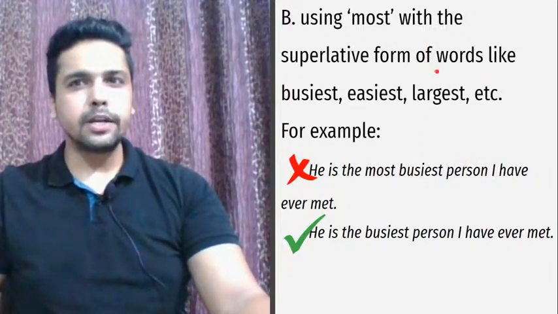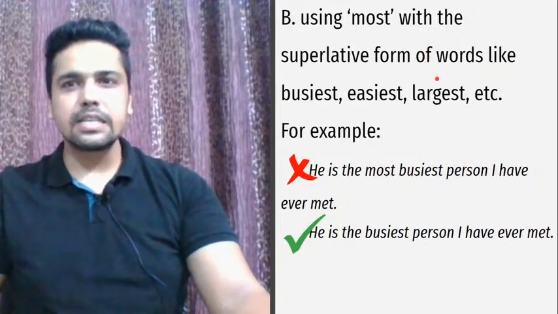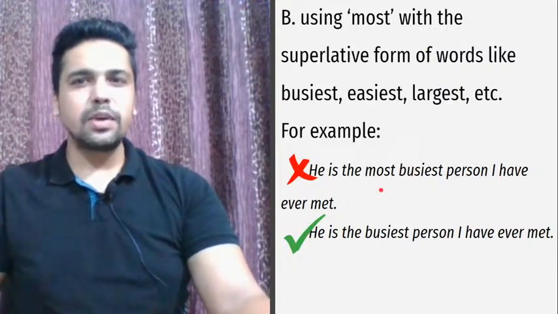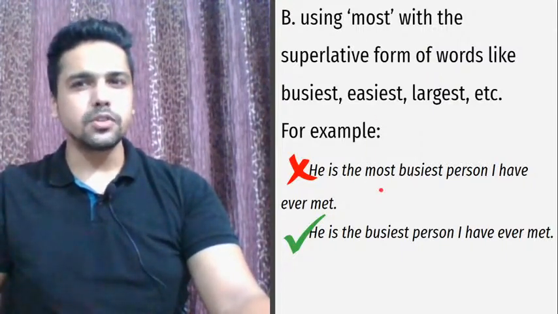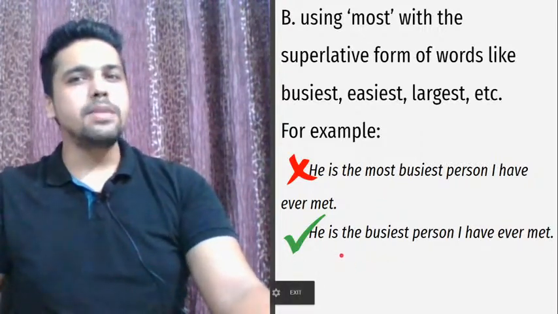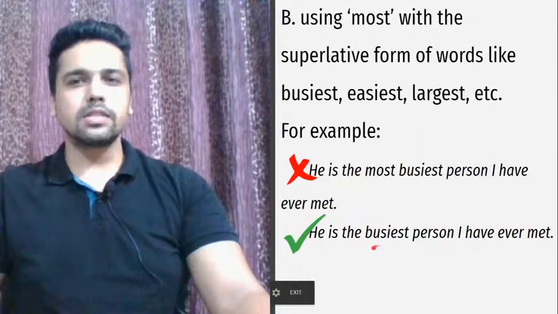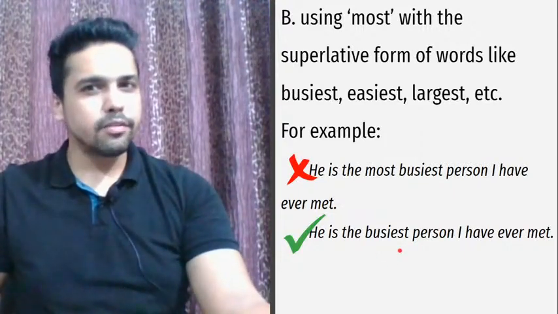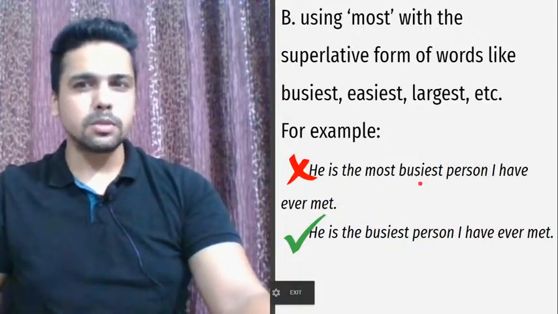The next mistake for degrees of comparison that we have to avoid is using most with a superlative form of words like busiest, easiest, largest, etc. So, he is the most busiest person. No, no, no. You have to simply say he's the busiest person, because busiest is already superlative. So there is no need to say most busiest.